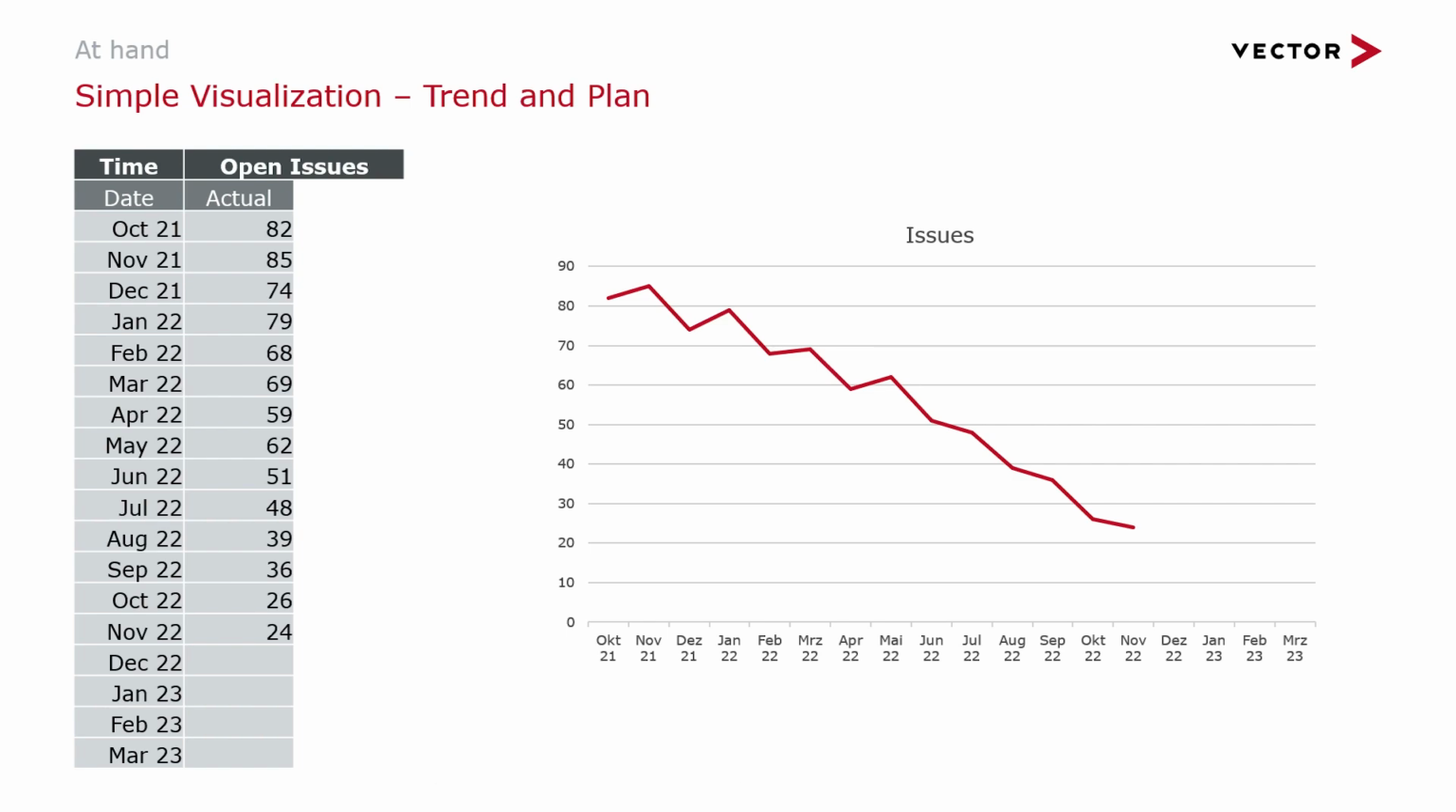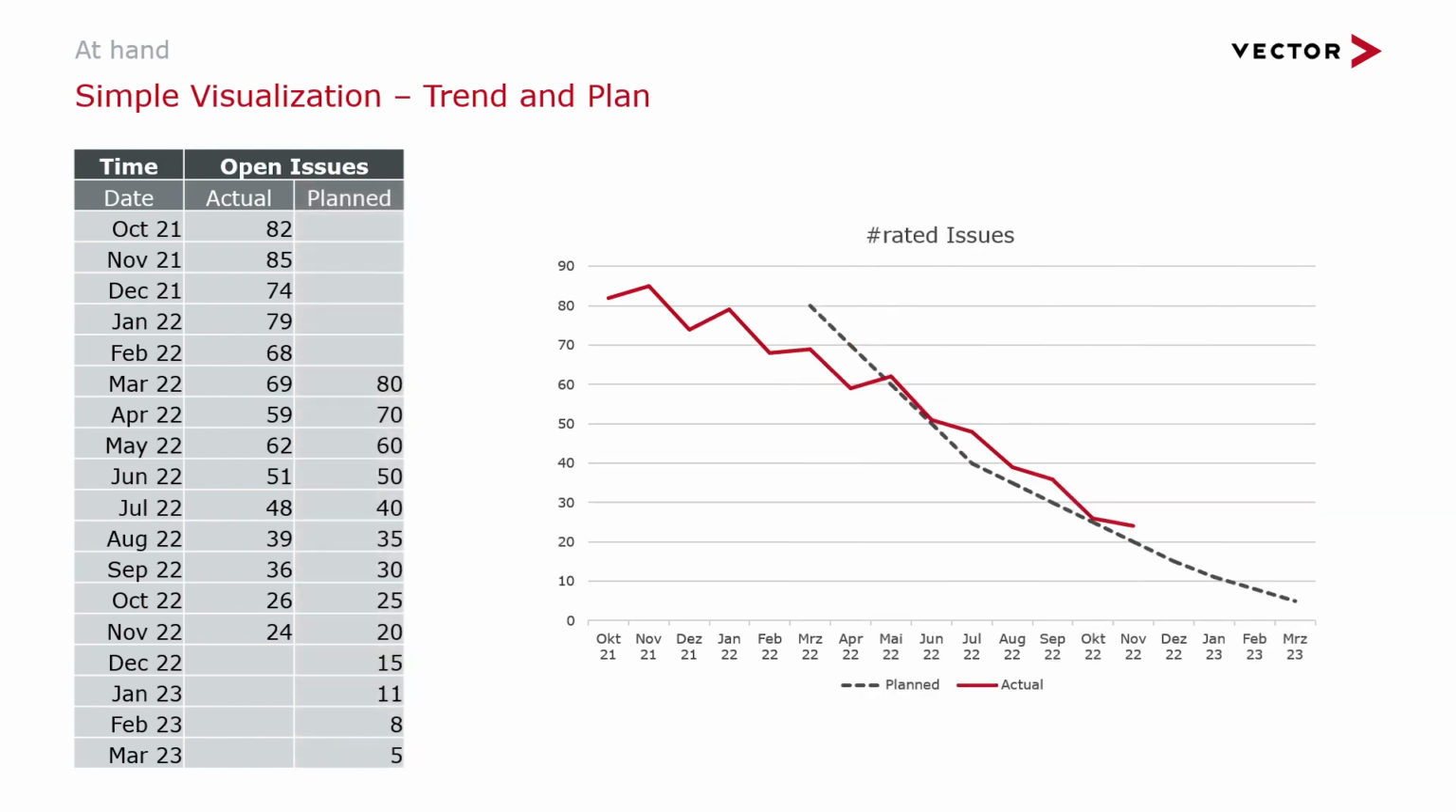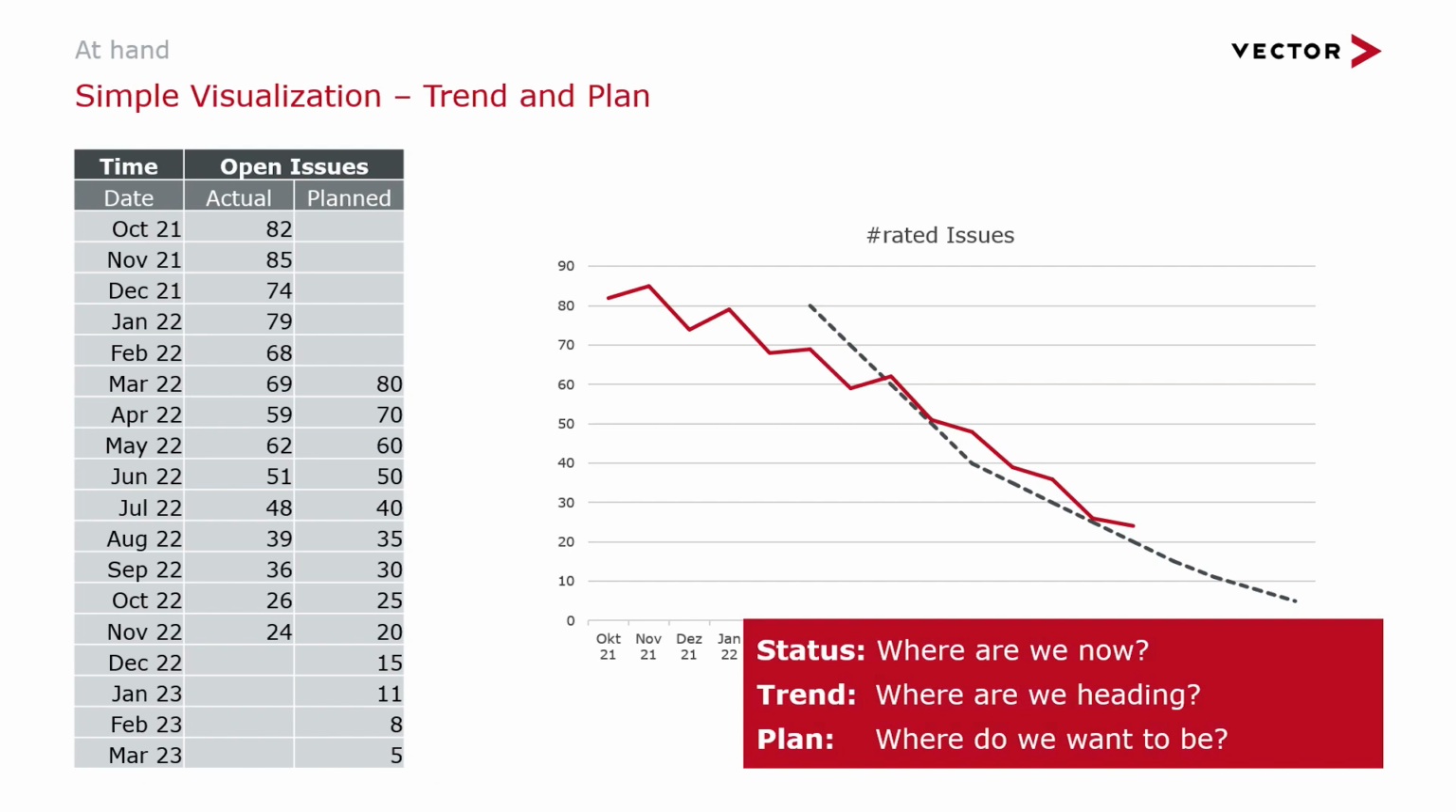And now we can make use of that because we are always encouraged to plan ahead. So where do we want to be at a certain point in time? And we can add this plan data to the same chart. And now we can see if the trend that we have seen from the actual data matches with the idea of the plan that we had. So we can see where we are now, where are we heading, and with the plan we can also see where do we want to be. The history is in the data, just a reminder, we need that later on.